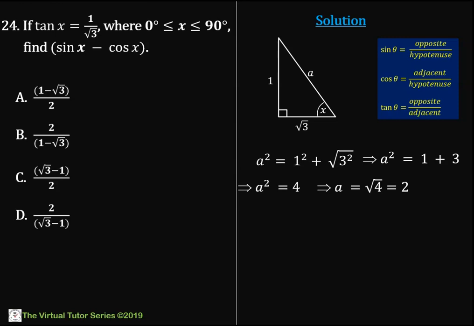Sine of an angle is the opposite side over the hypotenuse, and the cosine of an angle is the adjacent side over the hypotenuse. So, sine x minus cos x is 1 over 2 minus root 3 over 2. This can be further simplified as 1 minus root 3 all over 2. Therefore, the correct answer is option A.